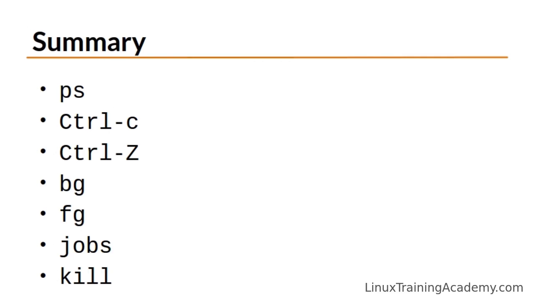To display information about your running jobs, use the jobs command. You can use the kill command to kill jobs by job number with the %, or you can kill programs and processes by PID.